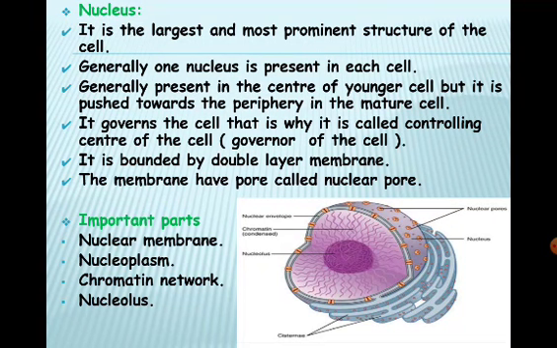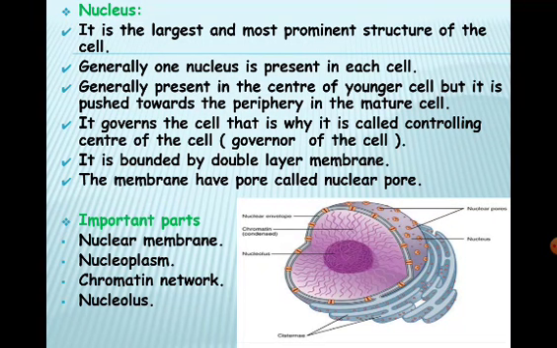It is the largest and most prominent structure present in the cell. Generally each cell has only one nucleus, and that nucleus is in the center of a younger cell, but when the cell matures, the nucleus is pushed toward the periphery. The nucleus is also called the controlling unit or governor of a cell because it governs all the activity that happens in a cell.